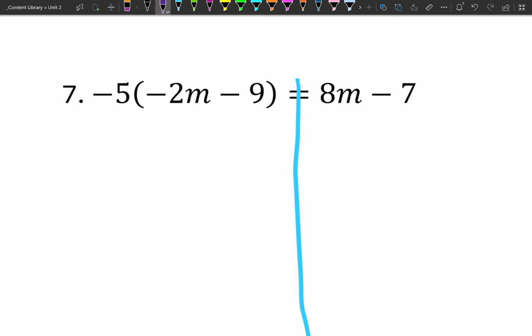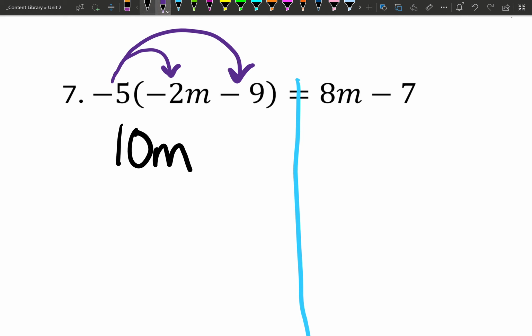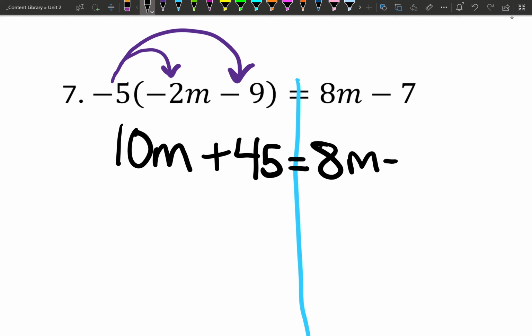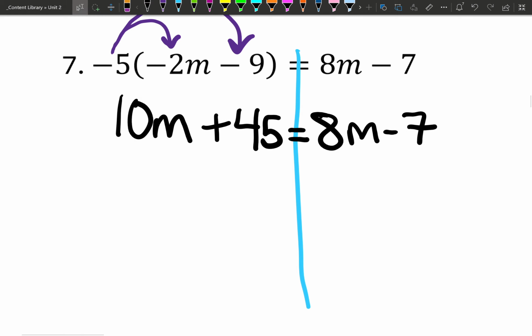Here we go. I'm going to take this negative 5 and multiply it by negative 2m. Negative 5 times negative 2 is positive 10, and m stays m. Next, I'm going to do negative 5 times negative 9, which is positive 45. I didn't have to do anything to the right side, so it stays the way it was. Since I'm controlling this video, I'm going to do my favorite way.